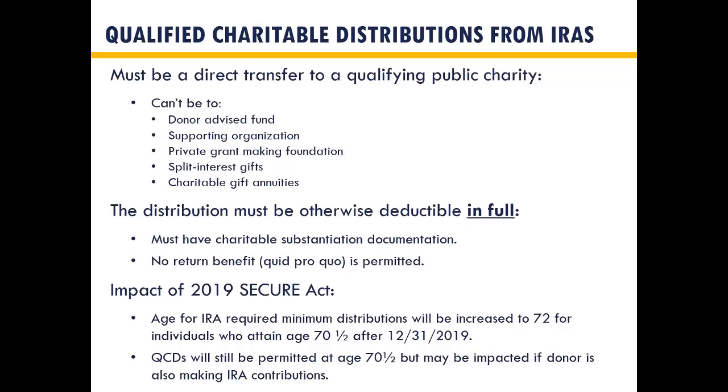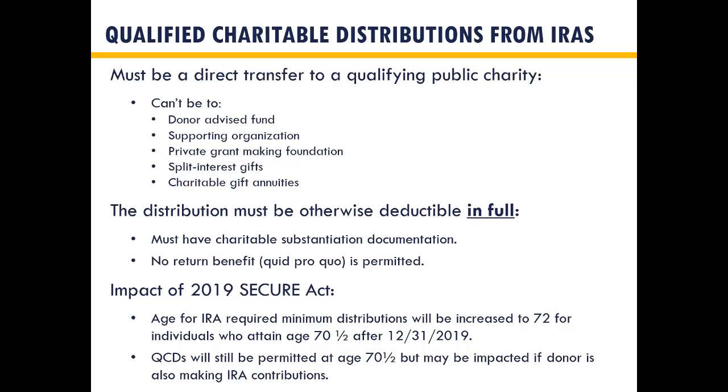So that statement on the bottom of your substantiation that says no goods or services are received in exchange for this gift, that better be what it says, because the donor can get no exchange on a qualified charitable distribution. And then I had a little bit of information on the Secure Act.